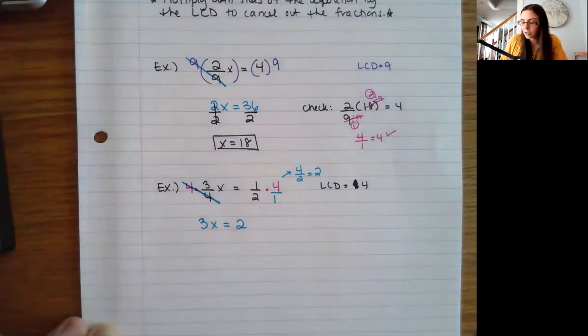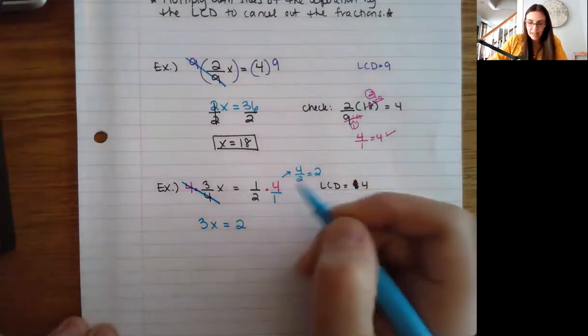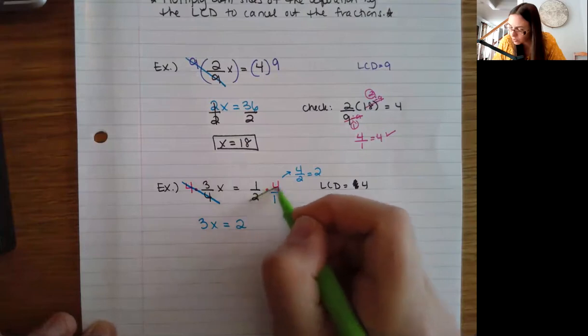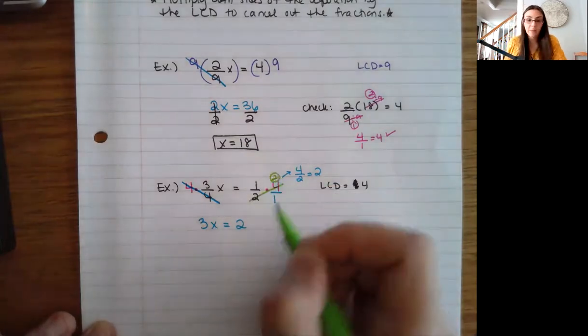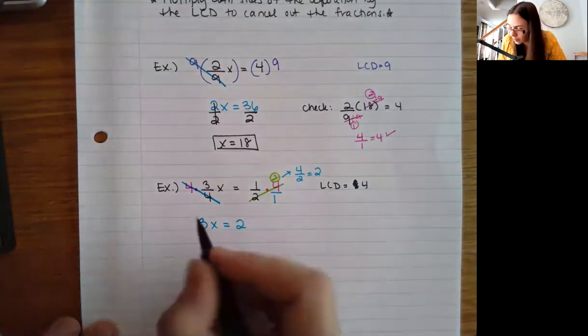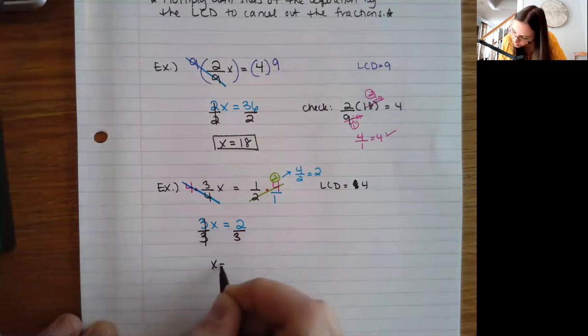So for your multiplication here, you can go straight across and simplify afterwards. Or if you simplify first, that's okay too. You may notice here that 4 divided by 2 is just 2, and I can get the 2 that way. So either is fine. Now I have a regular problem. Divide both sides by 3, and x is equal to 2/3.